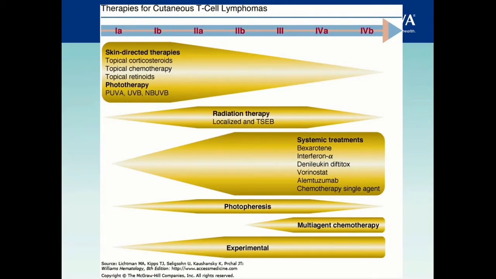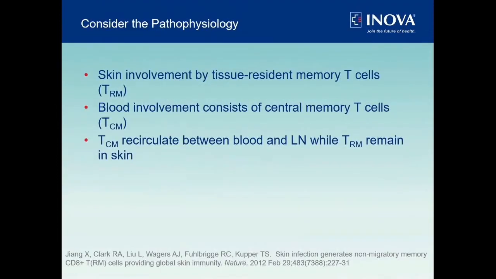So you can see early on, we tend to focus on what we call skin-directed therapies. Those are things that you're putting just on the skin. You're not ingesting anything, nothing's going through an IV. You can see that radiation therapy can really be used across many different stages of disease. But then when we start to look at more advanced stage disease, we heavily rely on systemic therapies, maybe photopheresis, or even enrollment in clinical trials.